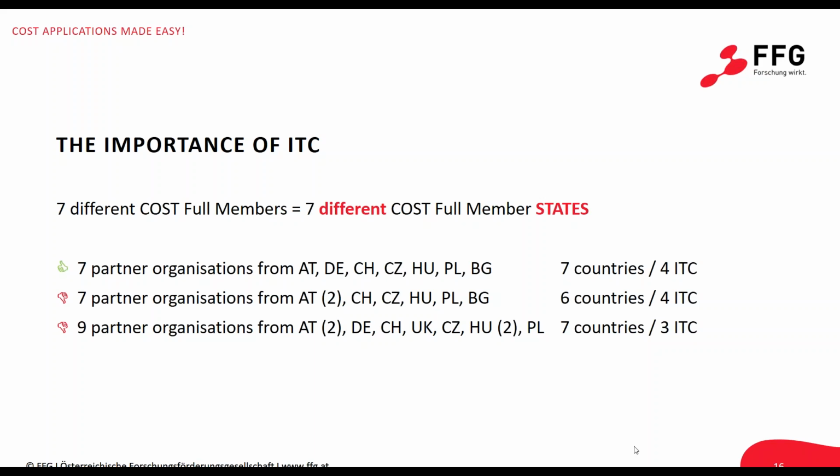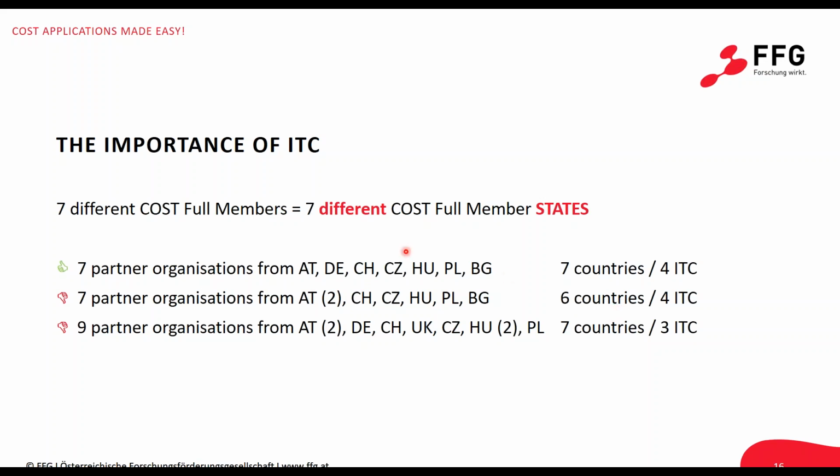So when we talk about 7 partner organizations, as we can see here in this first example, we have 7 partner organizations from 7 different countries, and 4 of them are ITC countries, so this is totally fine. In the second example, we have 7 partner organizations, but only from 6 different countries because 2 come from Austria. So this network would not be eligible.